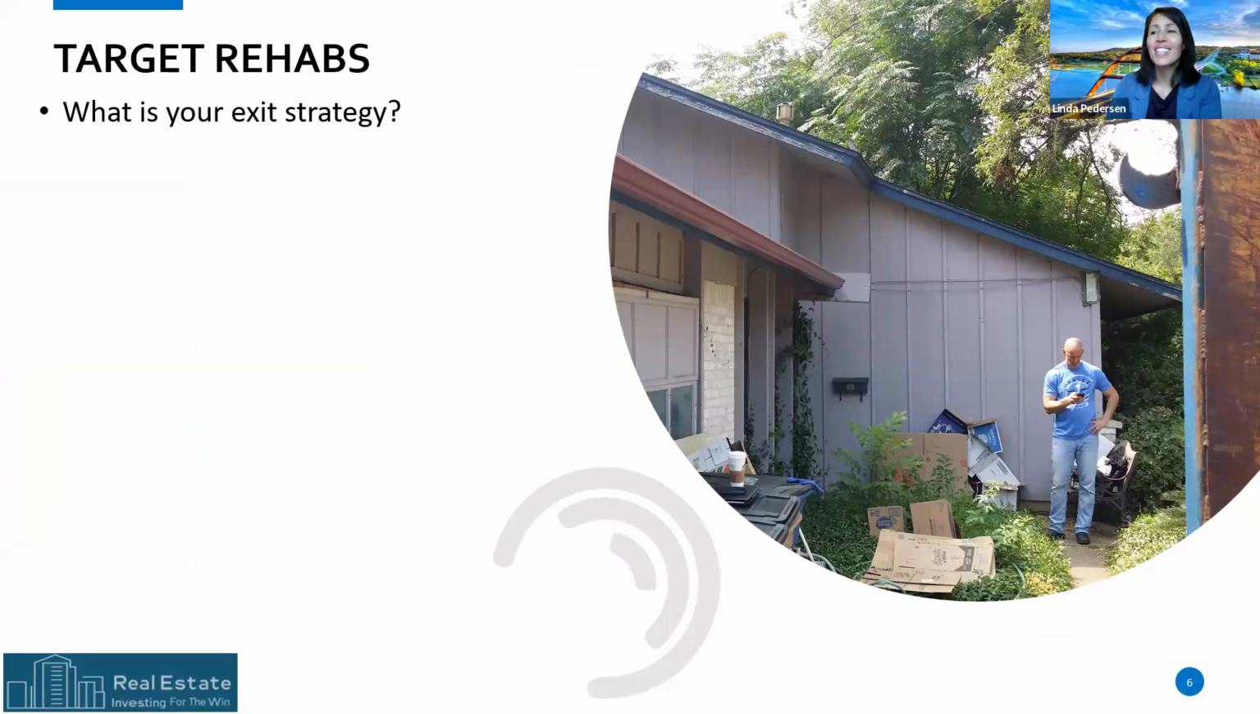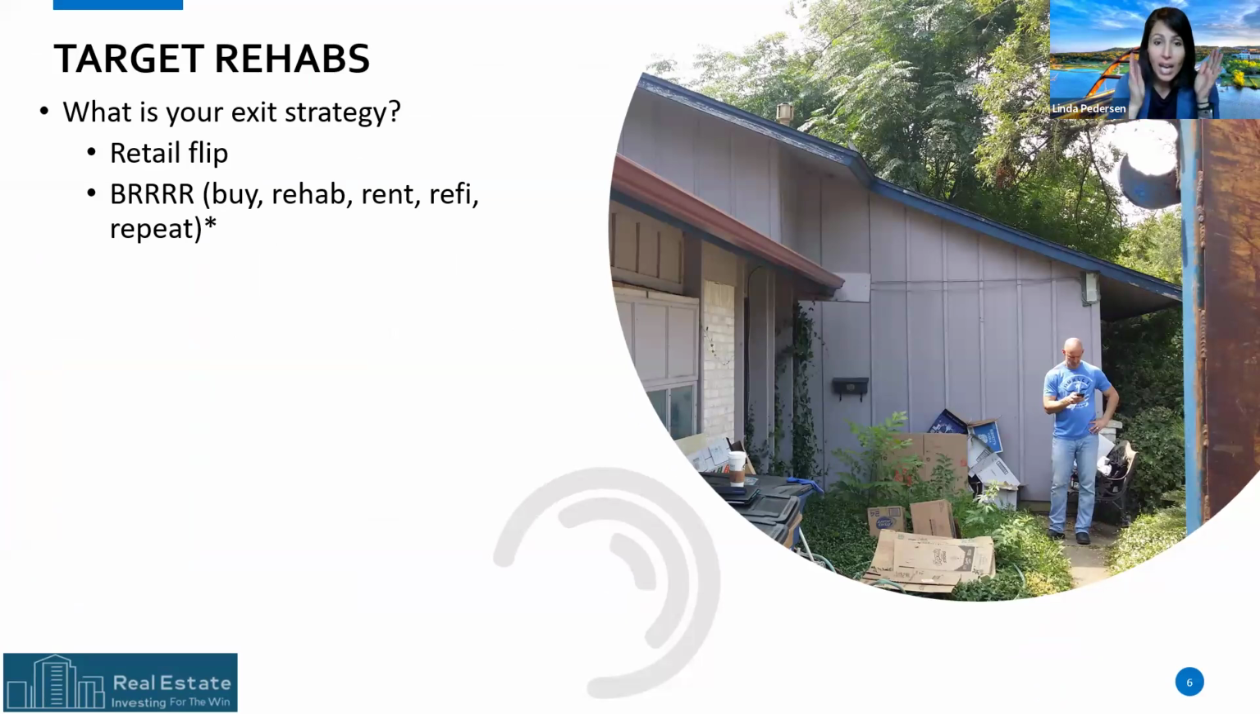Ta-da! Okay. What is your exit strategy? Are you doing a retail flip or a BRRRR? So just straight rehabs, keeping it as is. A retail flip means that you are going to try to fix it up and sell it for a higher price to a higher end buyer. And then a BRRRR is more about keeping it as a rental.